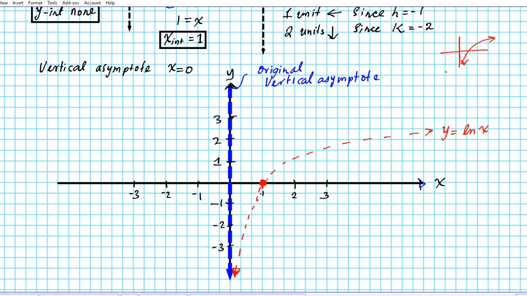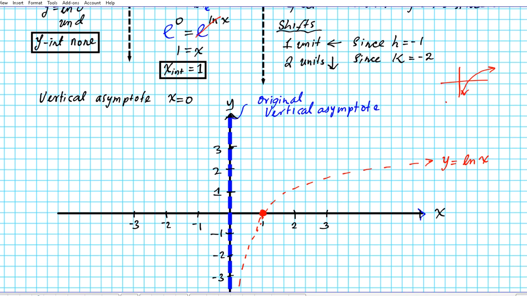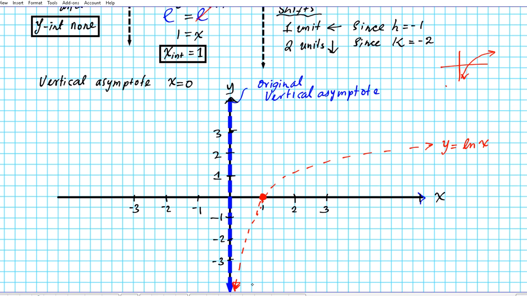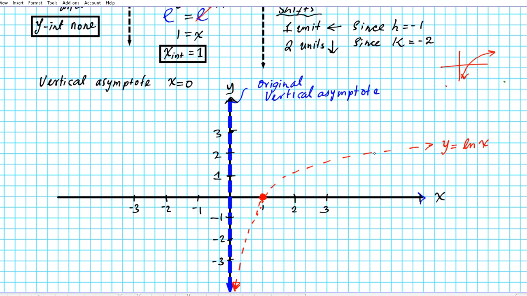All right, so we have a vertical reflection, up and down. So what does that look like? If we have a vertical reflection, that basically means that the portion on the top is going to end up on the bottom, and the portion on the bottom is going to end up on the top. The vertical asymptote will remain exactly where it is because the portion on the top will go to the bottom, and the bottom goes to the top, and you end up with exactly the same line.